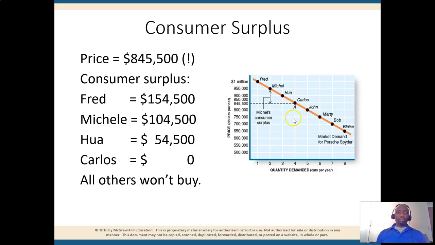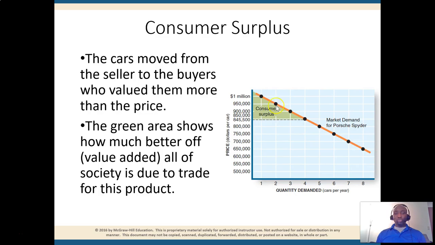And this one shows you the consumer surplus, the green area. It's the gain that the consumer makes. So that's what consumer surplus is here. Usually you can compute it mathematically by taking this one, multiplying by this one, divided by two. You can get the total consumer surplus here.